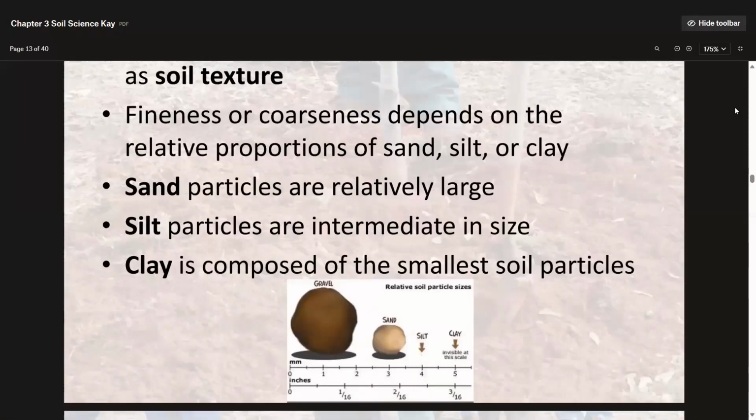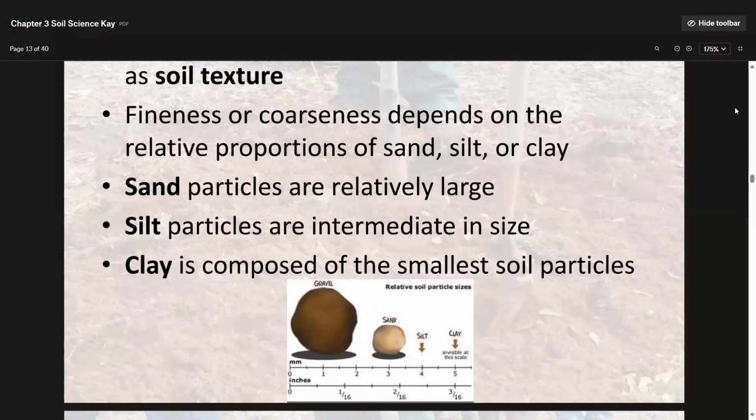So here's a little chart that tells you, you've got gravel, looks giant, right, over on the left. And then you go down to clay. And at that particular scale, clay is so small, it's almost invisible, right? Kind of cool, right?